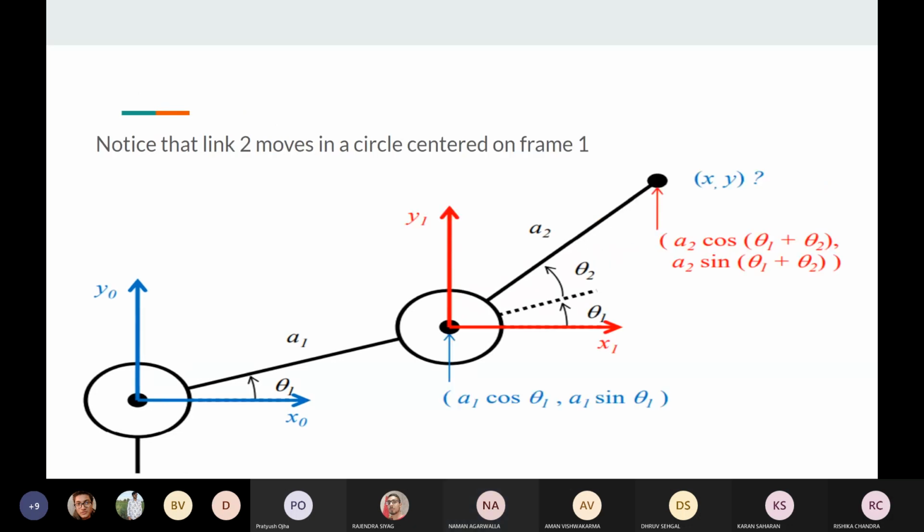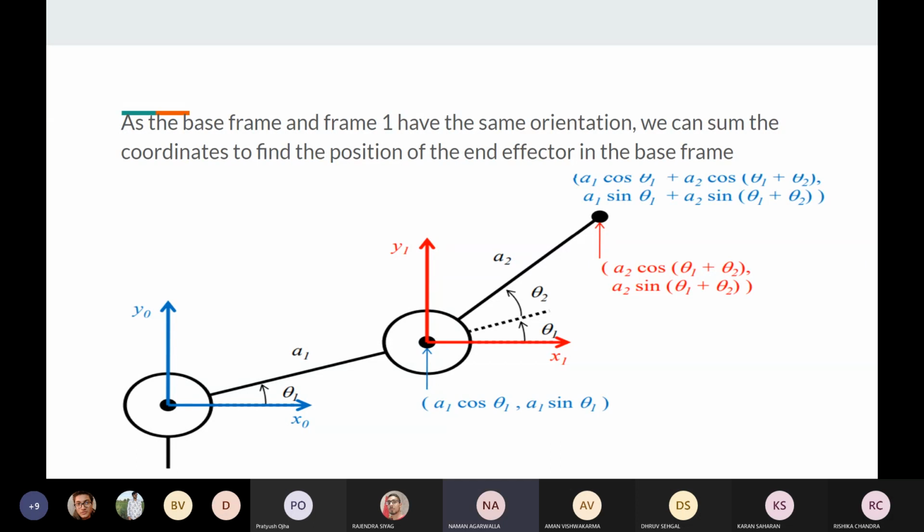Here you can see, first we calculate the coordinates of the origin of the x1 frame, that is a1 cos theta1 and a1 sin theta1. Then we calculate the coordinates x, y with respect to the x1 frame, that is a2 cos(theta1 plus theta2) and a2 sin(theta1 plus theta2). In the next step, we simply add these and we get the coordinates x and y with respect to the x0 frame.